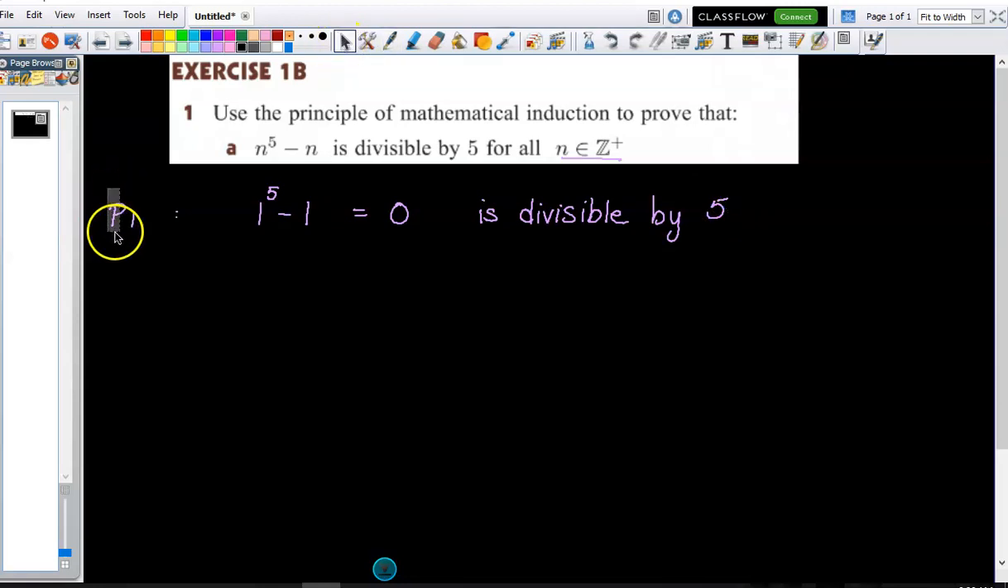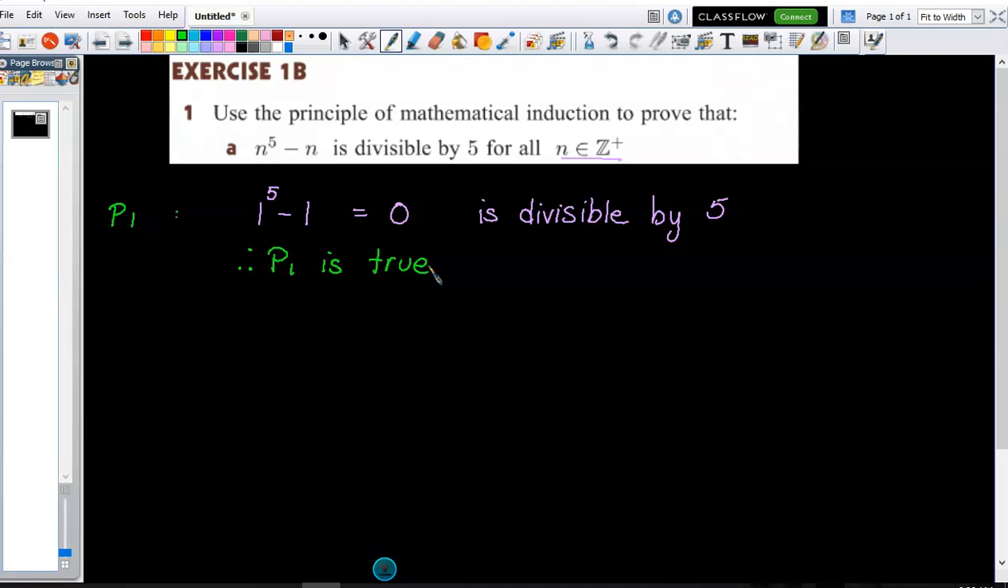Therefore, P1 is true. So I'm going to do my colour coding. We'll go the purple, the green. And so, therefore, P1 is true. So I'm putting the stuff in green. It's a must-have, right? You've got to have that in there.